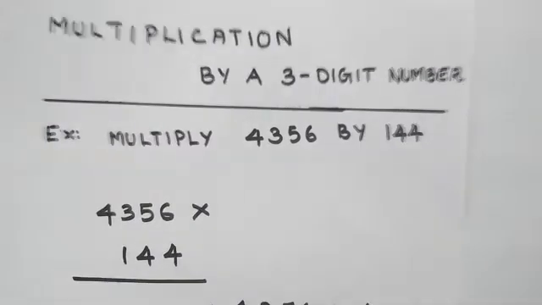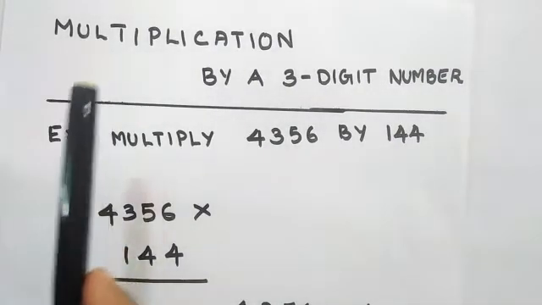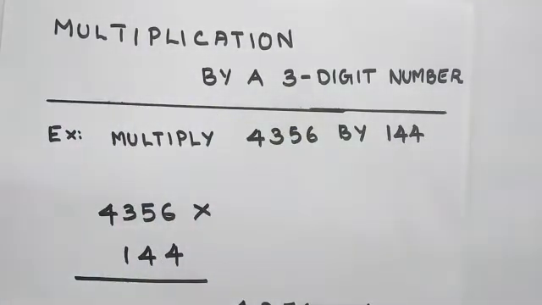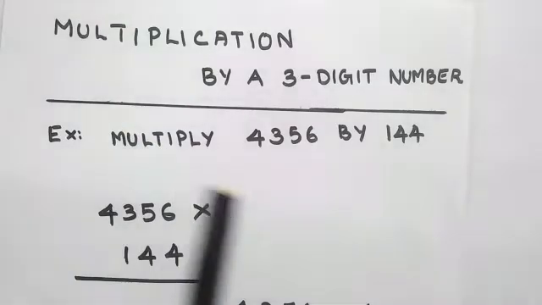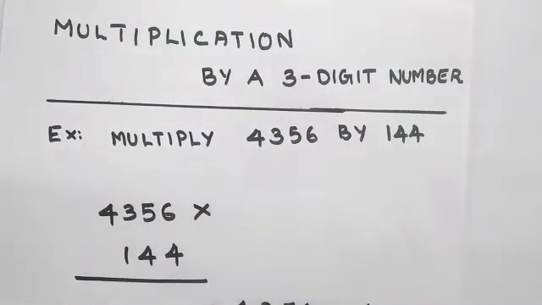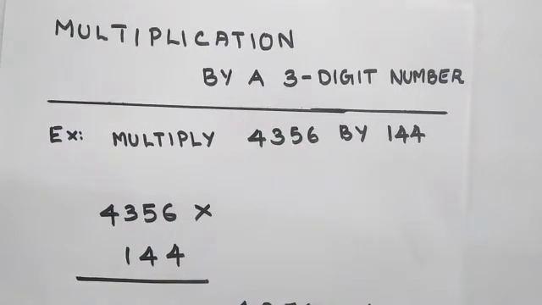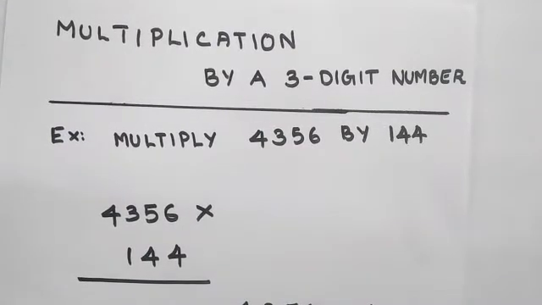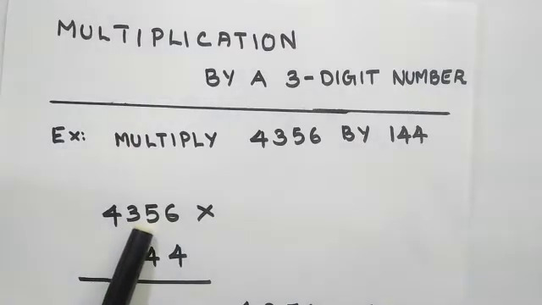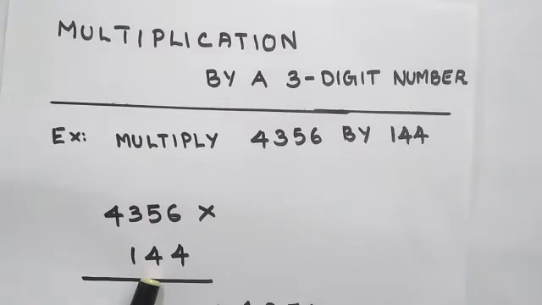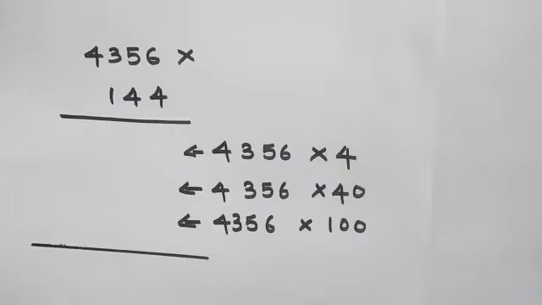We can do the problems. Next topic, multiplication by a 3-digit number. Last class we calculated the product of two numbers in which one is a large number and the second one was a 2-digit number. Here the first one is a large number and the second one a 3-digit number. We can check how we multiply these two numbers.